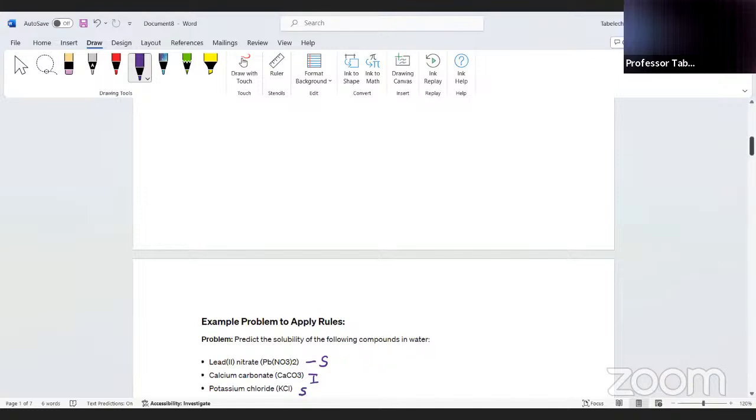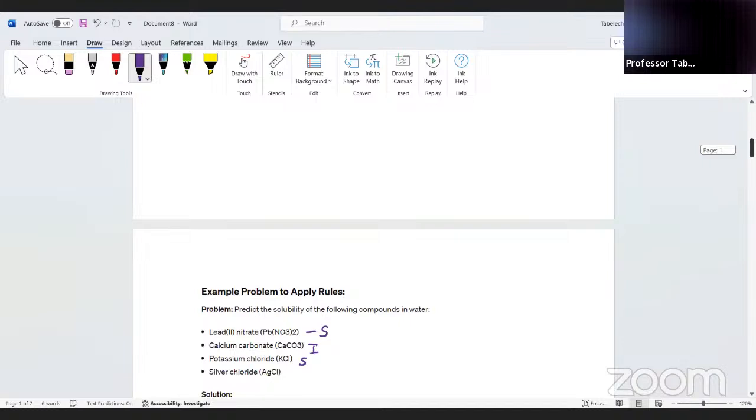And then we've got the last example here, silver chloride. Silver chloride, is that soluble or insoluble in water?